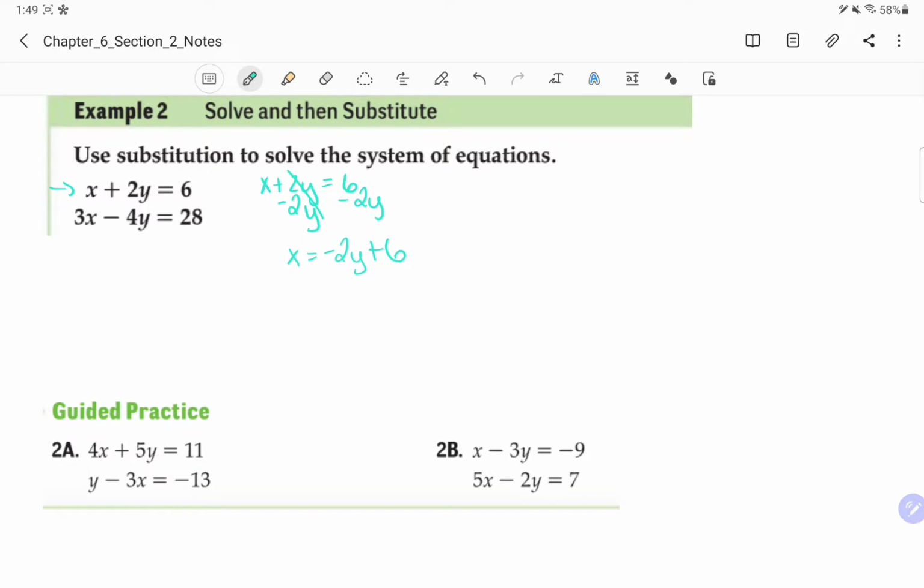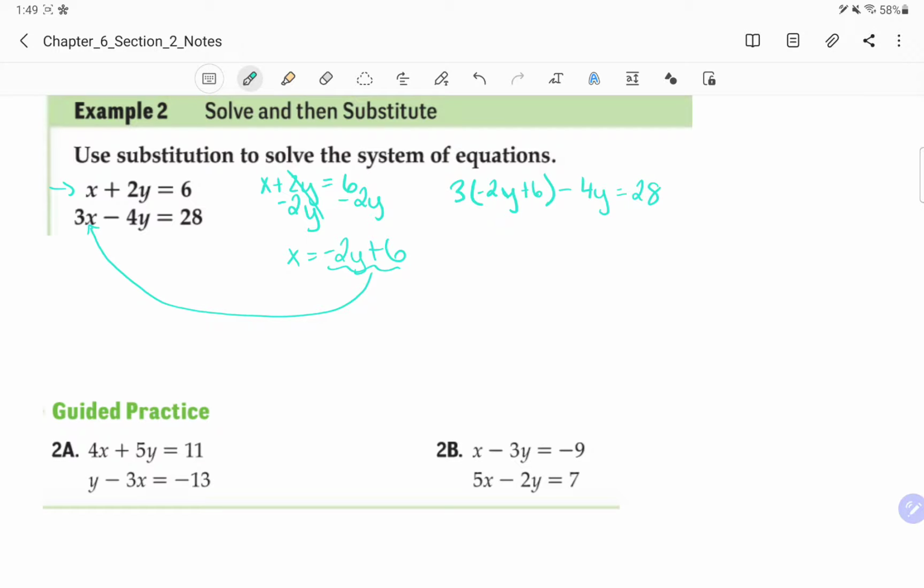Okay? So, like I said, it doesn't matter that we solved for x this time. But now that we have x, we're going to take this and it's going to get plugged in for x. So I'm just substituting it in. That's why it's called the substitution method. 3 times negative 2y plus 6 minus 4y equals 28.